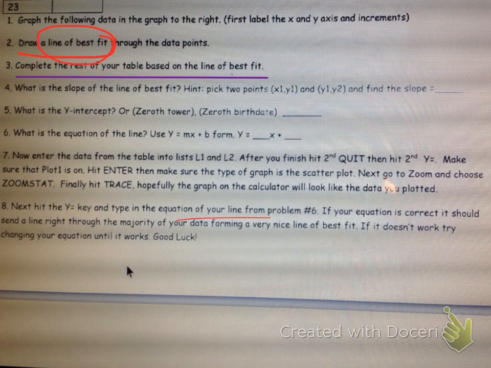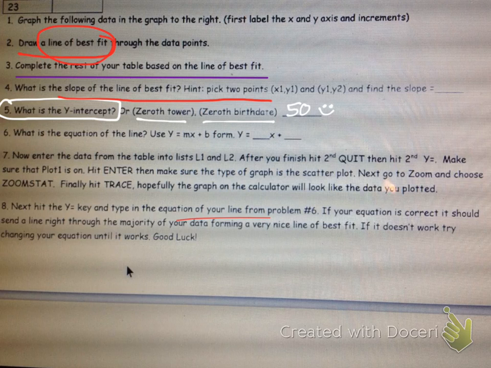Okay, all right. So we actually just answered number 5. What is the y-intercept, or the 0th birthday, or the 0 tower? 50. Now, if you have something close to 50, that's fine. Close to 50 is fine, okay? But we do need to figure out the slope of the line, and this says pick 2 points.